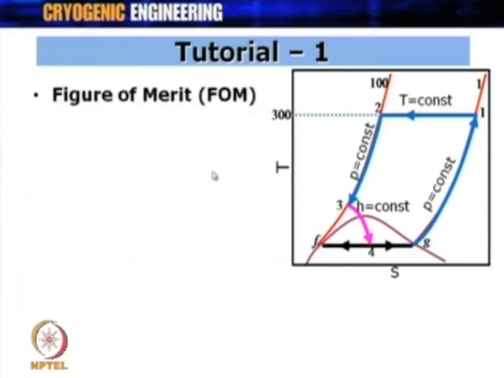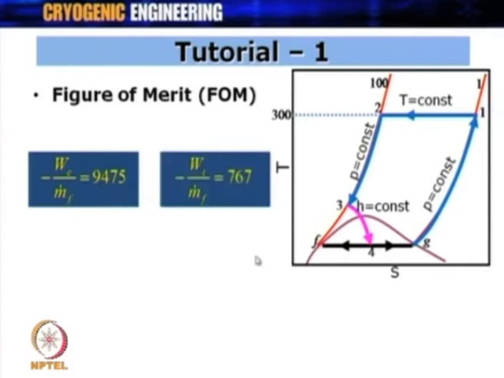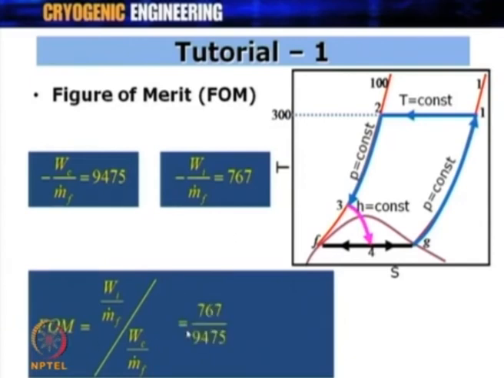So, the figure of merit, if I want to calculate, Wc upon m dot F is equal to 9475. What you got as Wi for an ideal thermodynamic cycle, Wi upon m dot F, is equal to 767, and so the figure of merit in this case is 767 upon 9475, which is equal to 0.081. This is my figure of merit for the simple Linde-Hampson cycle.